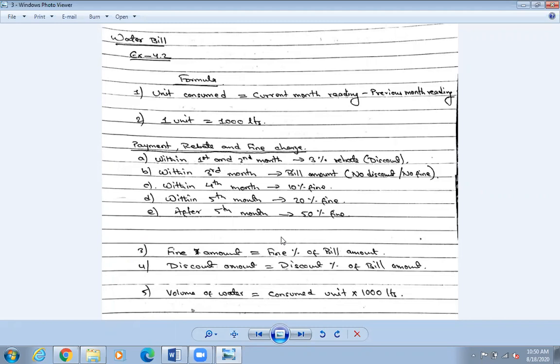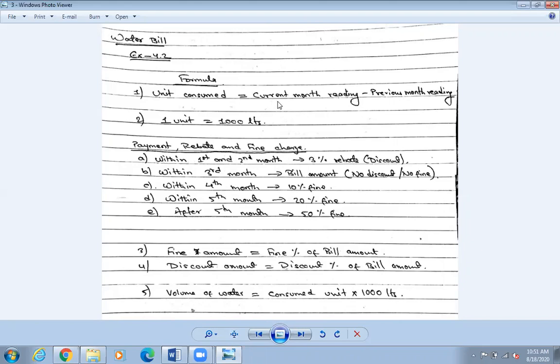So what will be the formula? Current units consumed, that means how many units have been consumed. There are units in water, and also units in electricity. So in the water bill, how many units have been consumed we can find out by the formula: current month reading minus previous month reading. Instead of current we can also say present.